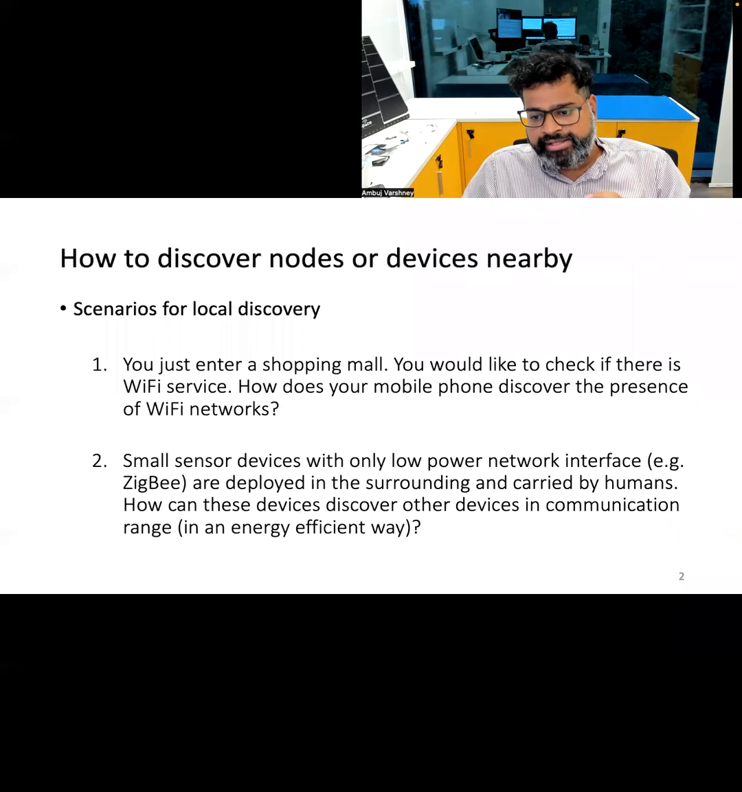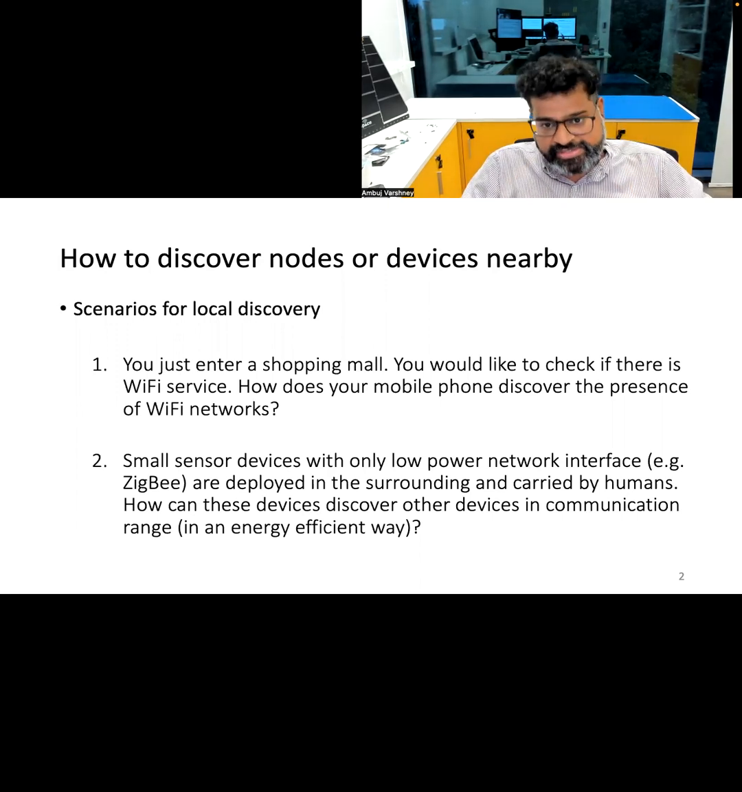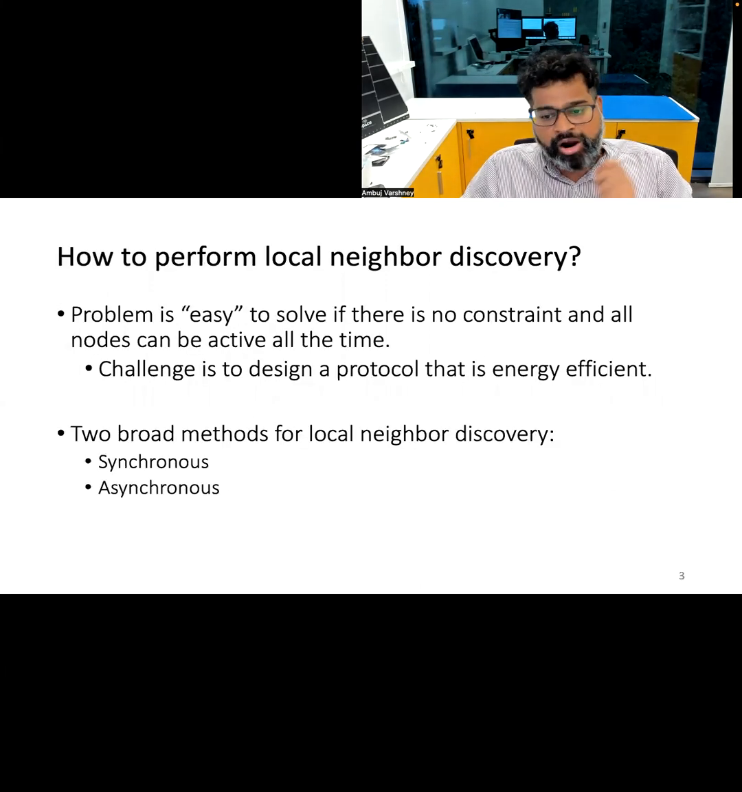The second example is that you have small IoT devices that are equipped with sensors and can communicate over low power wireless links, such as using protocols of Zigbee or Bluetooth. And these IoT devices are deployed in the environment and they're also carried by people. How would these devices discover each other and also do it in a highly energy efficient manner? Because these devices would be operating on batteries. So how do you perform neighbor discovery?